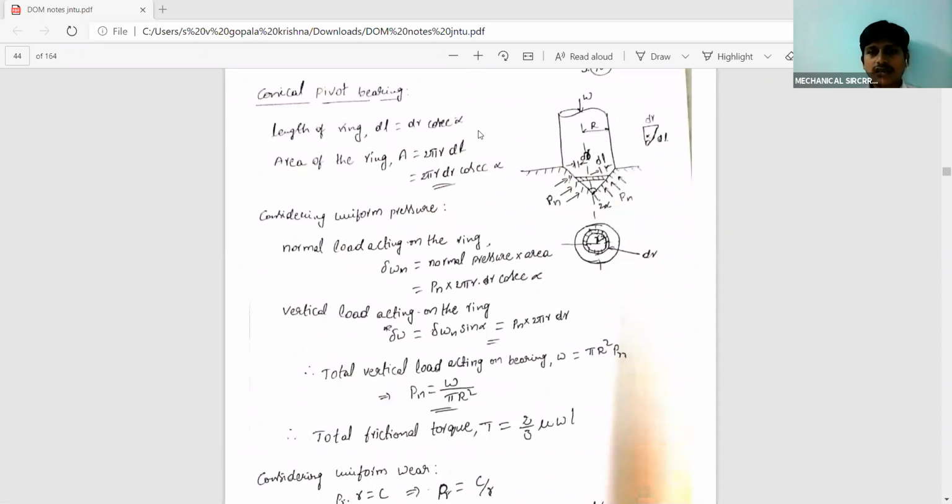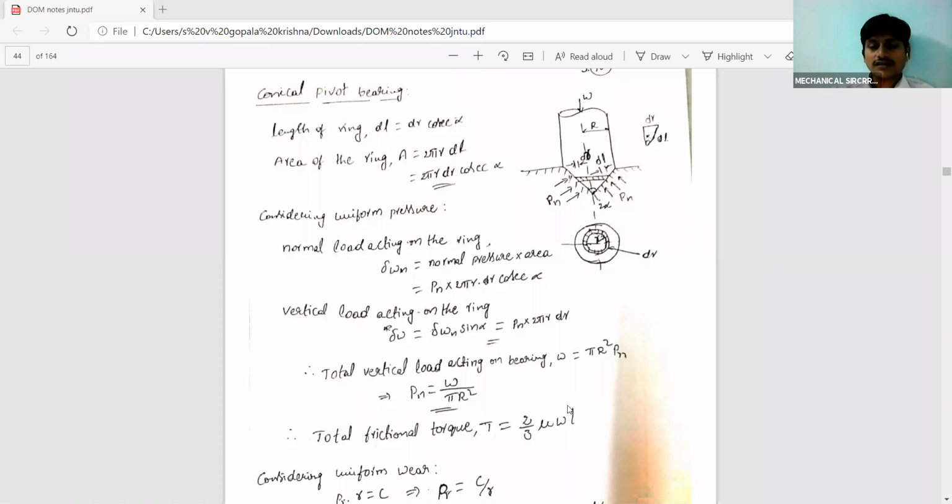It may look the same, but the small element is multiplied with cosecant alpha. Why? Because it has the inclination. It's a conical pivot bearing, and its inclination is represented here. That inclination is already in our load, already represented from the load point of view, and you may also represent it from the frictional torque point of view. But we are neglecting it here.